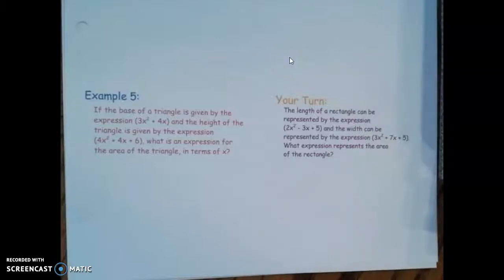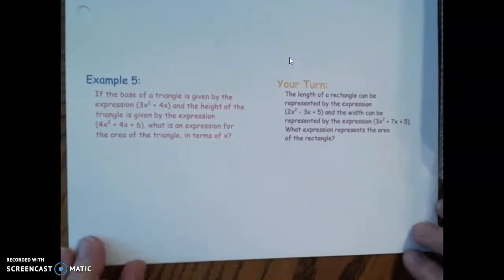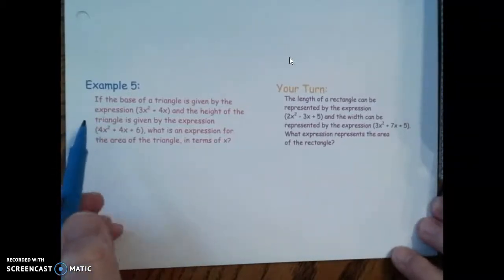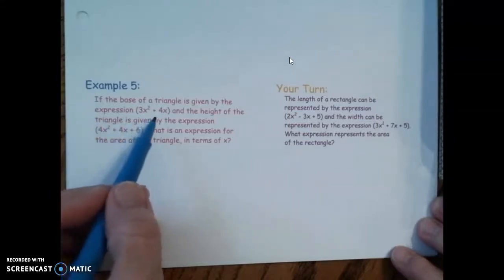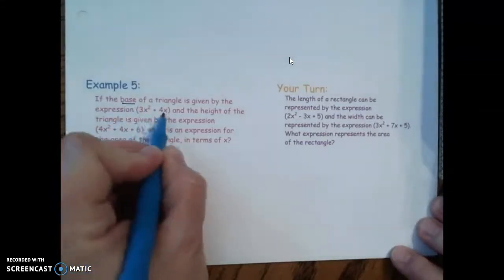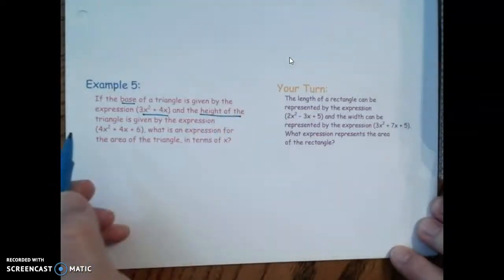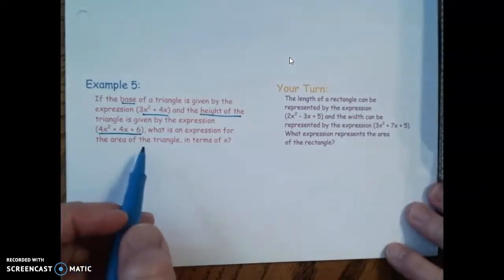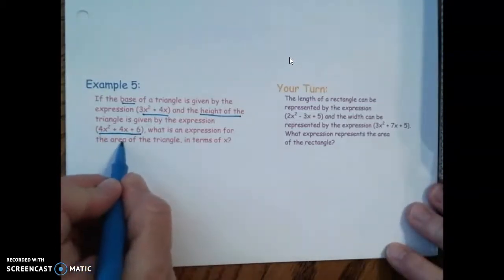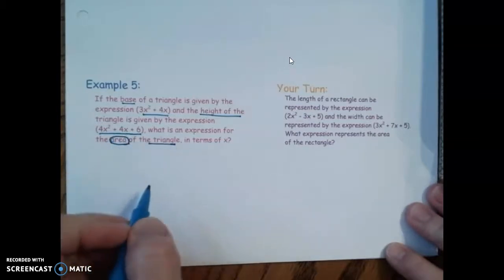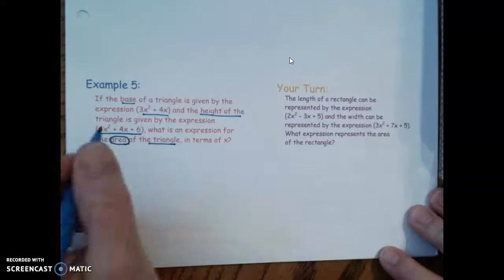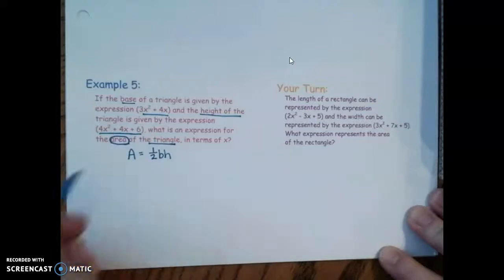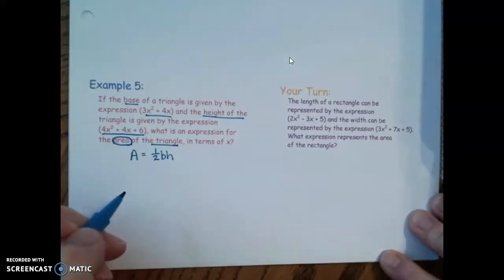Okay, we're going to finish up our notes with a couple word problems to show you how to apply this in a word problem. So it says, if the base of a triangle is given by the expression 3x squared plus 4x, so that's our base, and the height of the triangle is given by the expression 4x squared plus 4x plus 6, what is an expression for the area of this triangle in terms of x? So we need to recall the formula for the area of a triangle is 1/2 base times height, or base times height divided by 2.